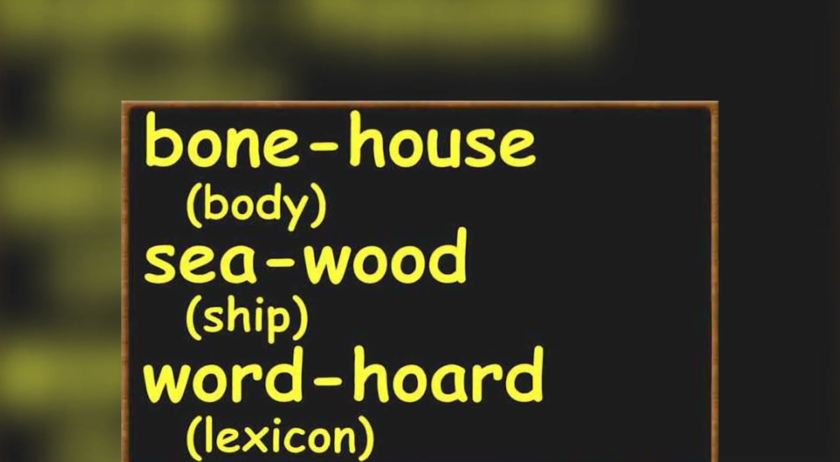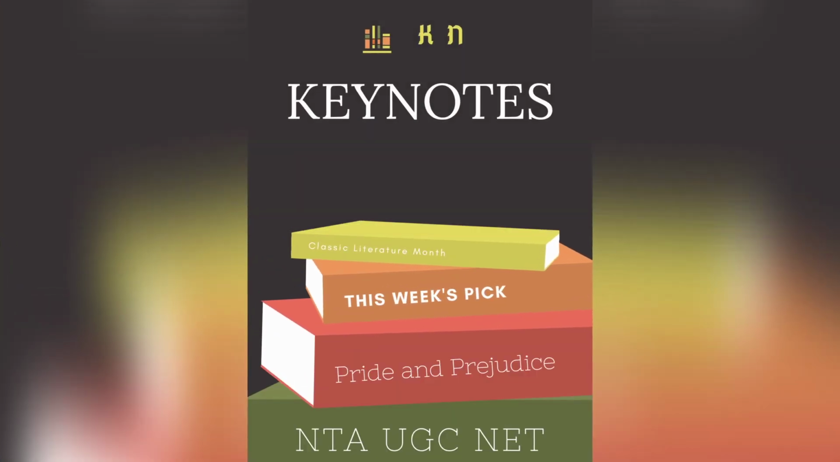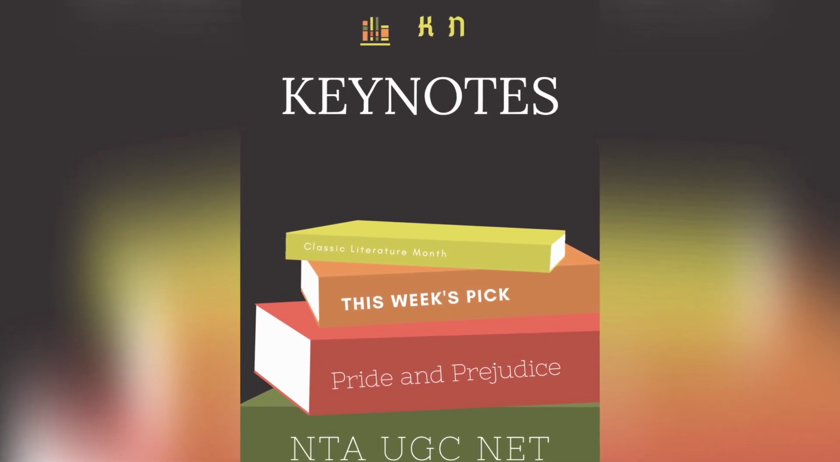So this is it for today. We talked about the background of English literature and how the literature arrives through the Anglo-Saxons.